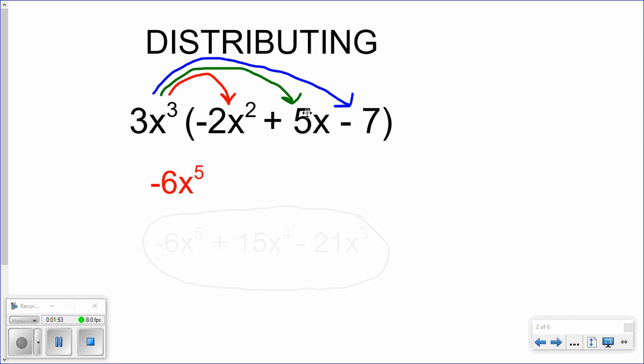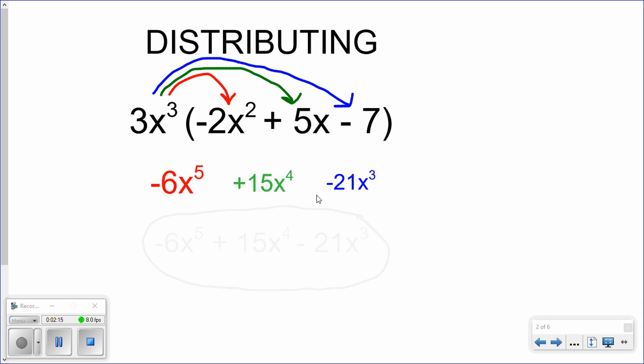Do it for the next one. So 3 times 5 gives you 15, but 3 to the third times x to the first, remember that's an invisible 1 there, so you add 3 plus 1 gives you x to the 4th, so you get positive 15x to the 4th. And then 3x cubed times negative 7, you're just going to do the 3 times negative 7 and keep the variable and exponent the same, so you get negative 21x cubed.